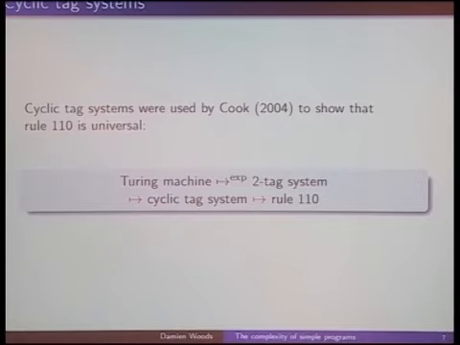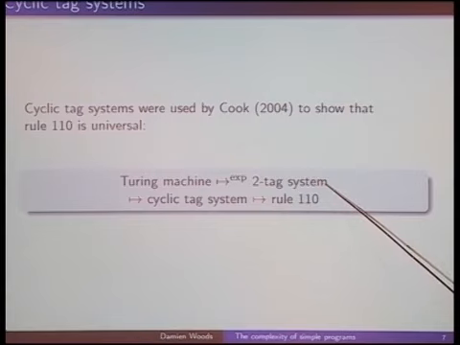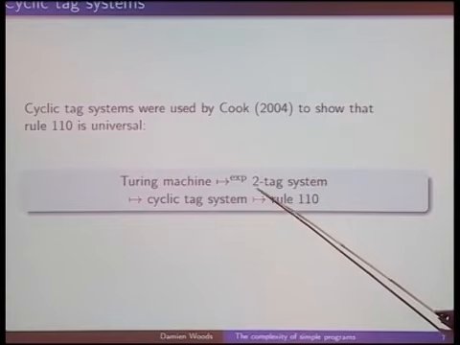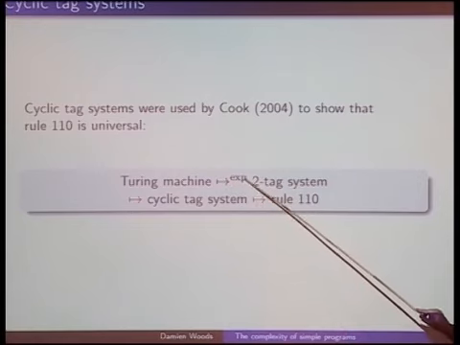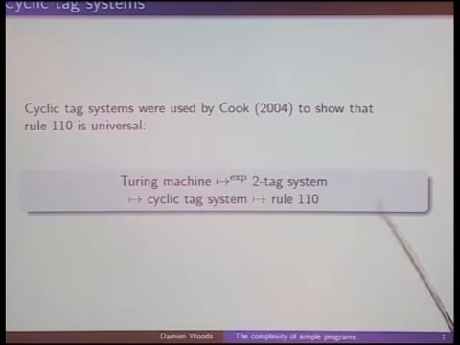So this rule 110 cellular automaton that I segued into was shown to be universal by simulating cyclic tag systems, which were shown to simulate the tag systems I mentioned before, which via the Cocke-Minsky construction I mentioned, simulate Turing machines in an exponentially slow way. So via this proof, this rule 110 simulates these Turing machines very slowly.